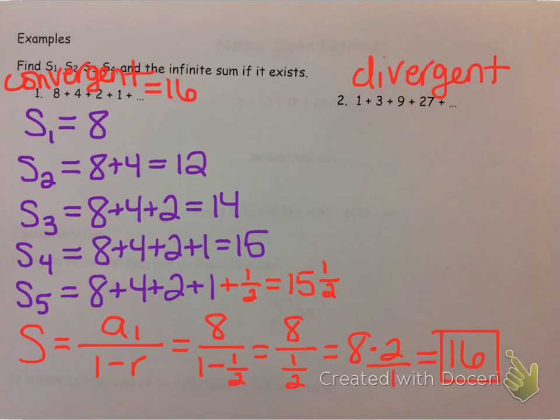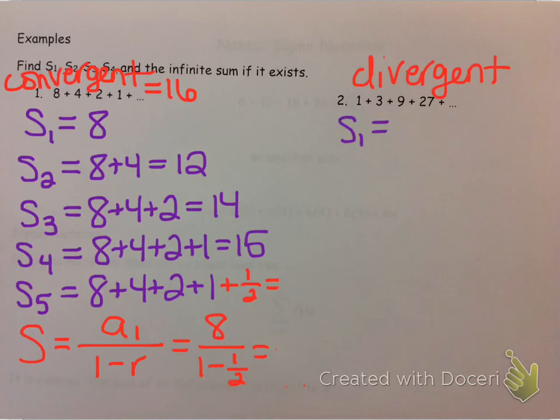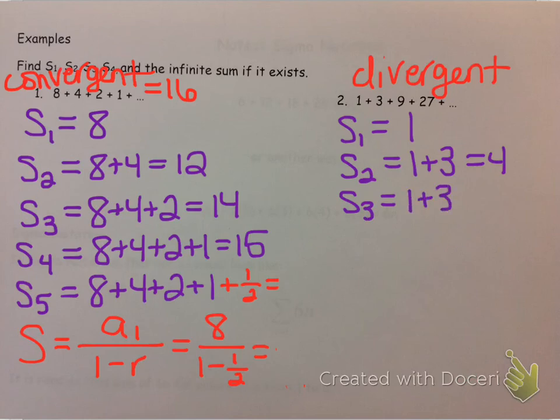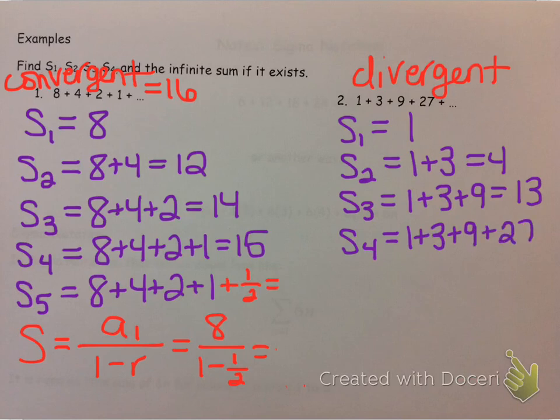Let me change colors really quick. Let me erase to make some room down here. Okay, so once again, first partial sum would just be the first term. It's not even really a sum. Okay, the second partial sum, the sum of the first two terms, would be 4. The sum of the first three terms would be 13. The sum of the first four terms, I kind of ran out of room, would be 40.